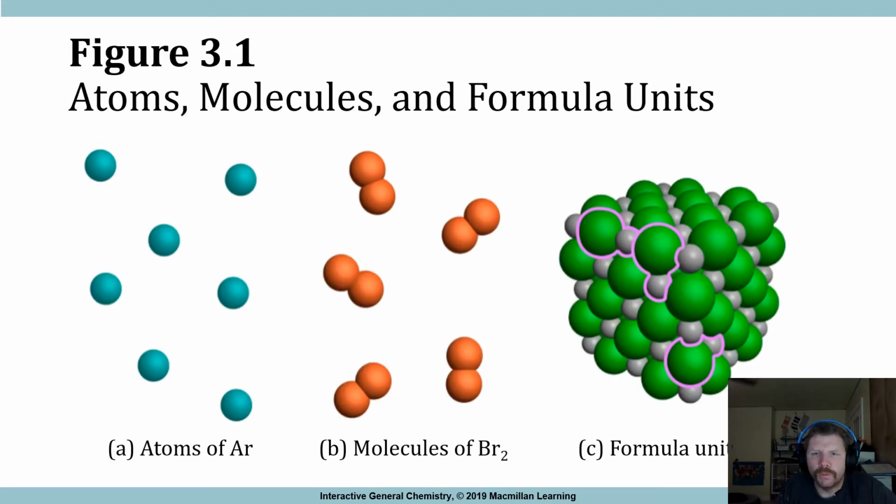Now, here what we have are a couple of different representations. We've got atoms of Ar. Ar, argon gas, is an example of a noble gas. What argon likes to do is it likes to exist as independent atoms. It doesn't need to bond with anything else. Molecules of Br2.